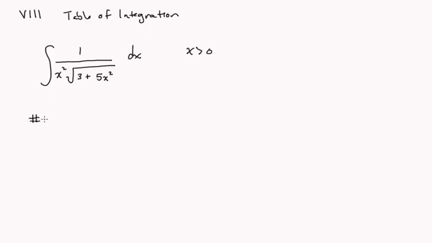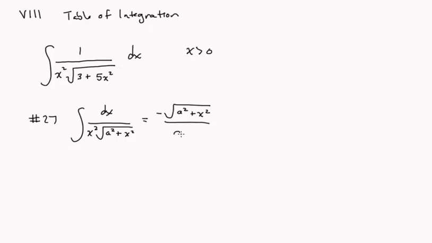Turns out that it's number 27. Number 27 is the integral of dx over x squared times the square root of a squared plus x squared, and that comes out to be negative radical a squared plus x squared over a squared x plus c. So ours fits this form, so we're ready to do it.